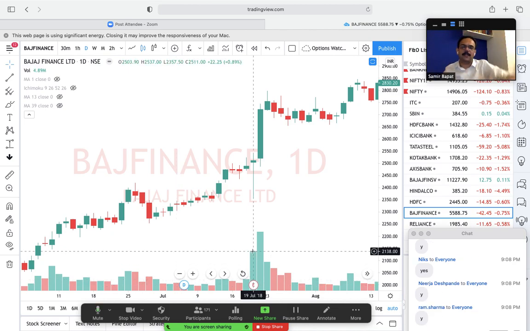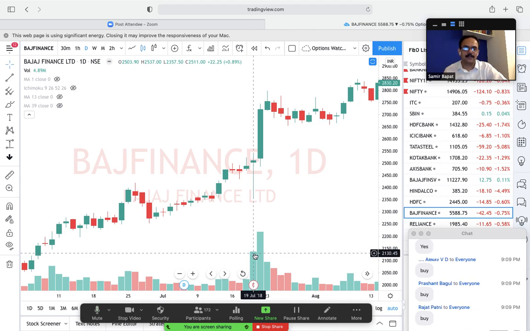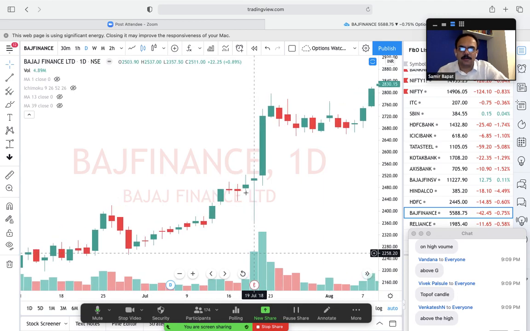it went double. So what you will do, if you see a green candle and double volume, then buy where? On high volume is okay. Above the top of the candle.